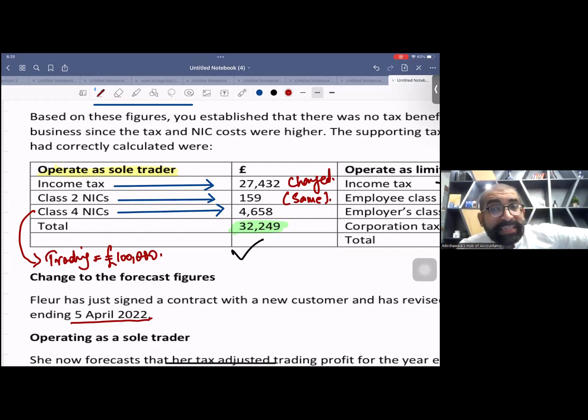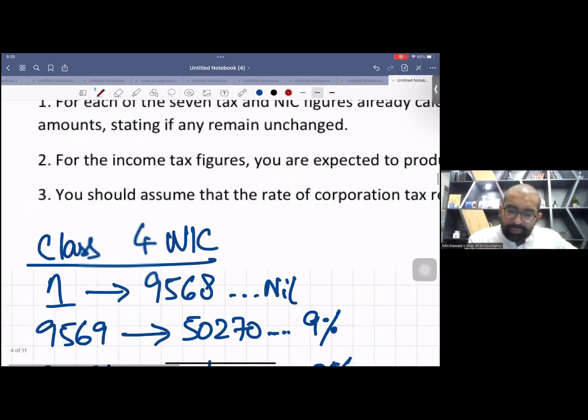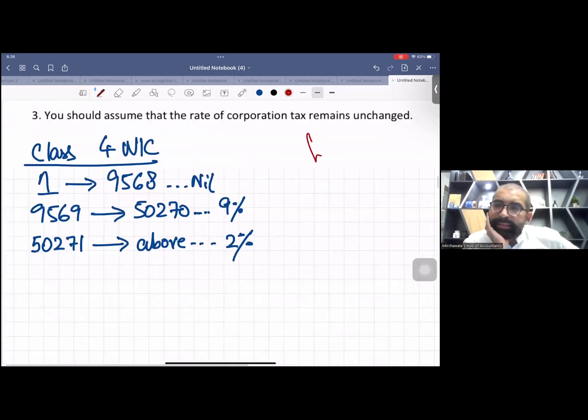Now play smart. Let me show you the rates if you are present. See, these are the Class 4 NIC rates. Existing trading profit was 100,000. That means she has already consumed the first band and second band, and she is in the third band. 100,000 means the first two bands have already been consumed.